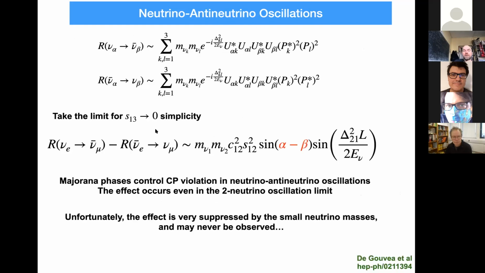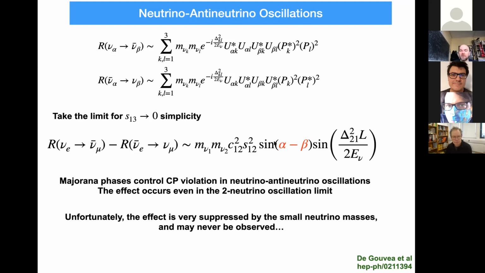So now you see why the answer is that the Majorana phases are observable. Because if you calculate the rate for nu alpha going to nu bar beta and nu bar alpha going to nu beta, they will be different. The difference is given by this formula. Actually, the funny thing is that in this case, you don't even need 3 neutrinos to take part in the oscillation, even in the 2 oscillation limit. So I took a simplifying limit of this formula just so that it fits the page better.